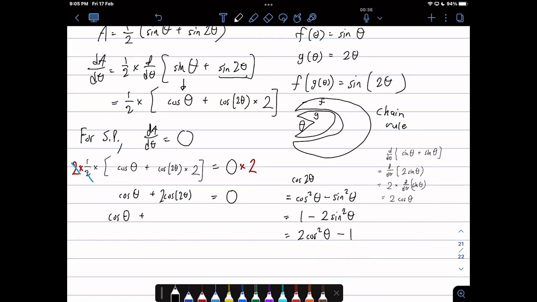So cos theta plus 2 times the bracket: 4 cosine square theta minus 2. Very fast. 4 cosine square theta minus 2.